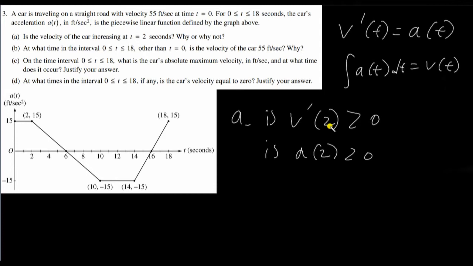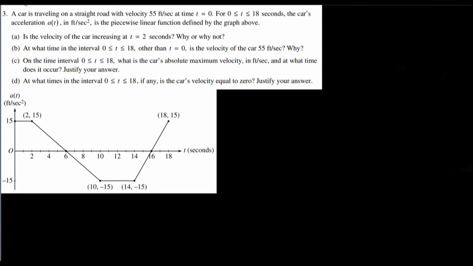It's good to use a of t and not v prime of t, because the velocity is not given to us. We're not explicitly given the formula for v of t, so it's best to not use v and use a instead in your explanation. Just as a 1 point question, just 1 point for getting the right answer. Now let's look at part B.